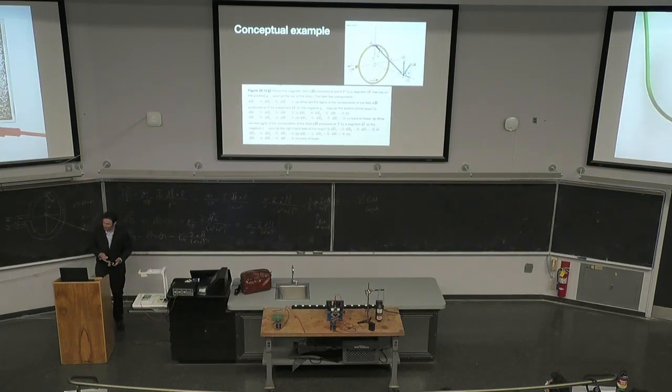Okay, here's a conceptual example that I think will help people understand. Let's look this over and see what is the magnetic field produced at a point P by a segment DL that lies on the positive y-axis. So this field has components dBx greater than 0, dBy greater than 0, and dBz equals 0. What are the signs of the components of the field dB produced at P by a segment DL on the negative y-axis of the loop?